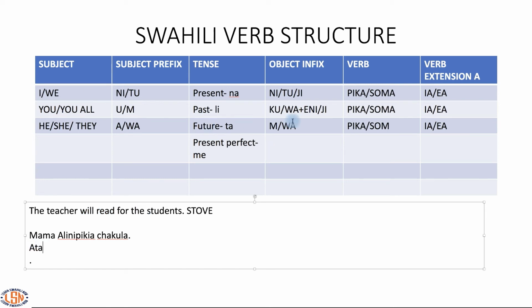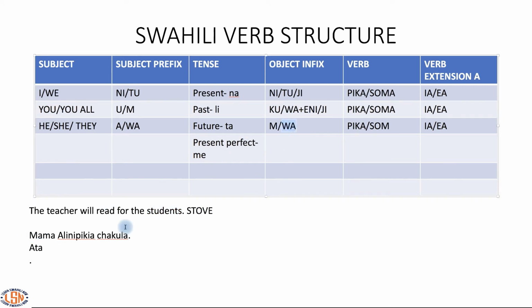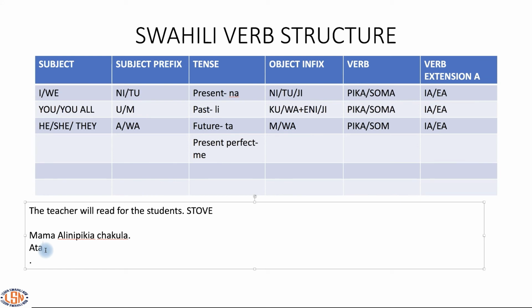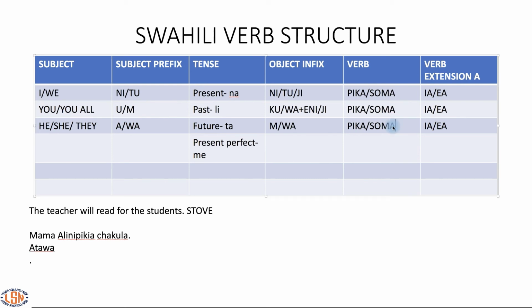All right, and then what do I do? Students. So it is they. Where is my object infix for they, which is plural? Okay. Wa. And then I say, wow. Now my verb is soma. Can somebody guess what ending it's going to take? It has an O. So if it has an O, it's going to be ea.